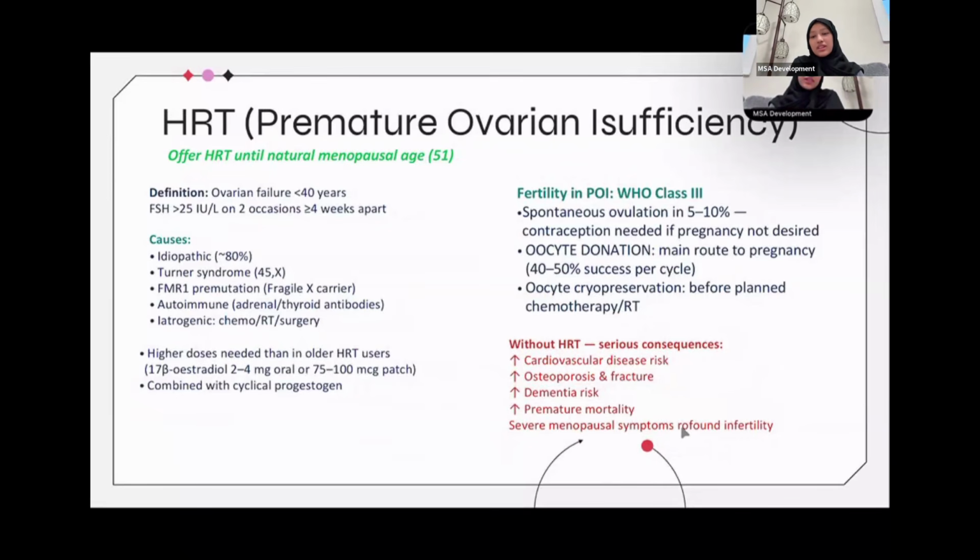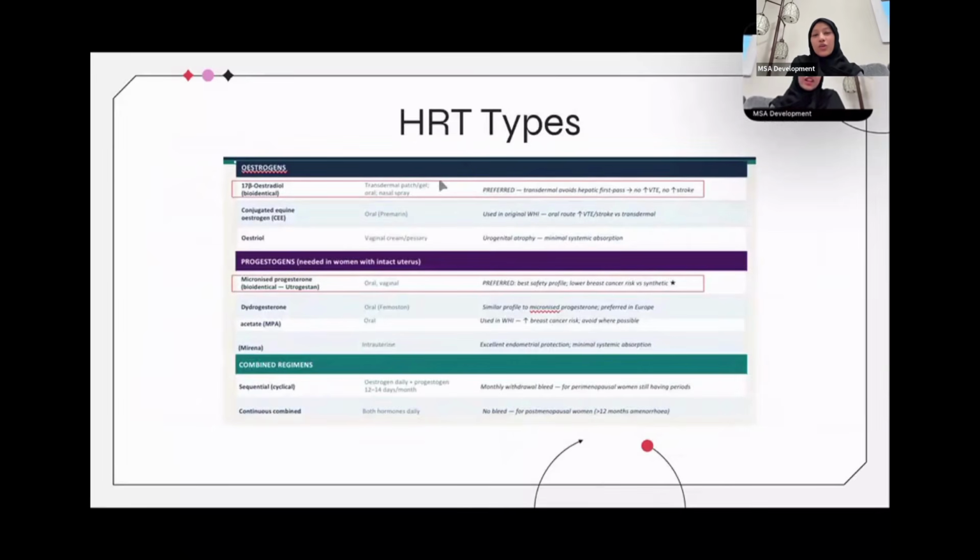Menopausal symptoms. I'll fix the spelling mistakes. I don't know what happened, but yes, menopausal symptoms in infertility, right? What are the types of hormone replacement therapy that we want to give? Estrogen and progesterone. What is important, in a nutshell? Give bioidentical: as close to the natural estrogen and progesterone as there is, which is 17 beta estradiol and micronized progesterone, which is the same, right?